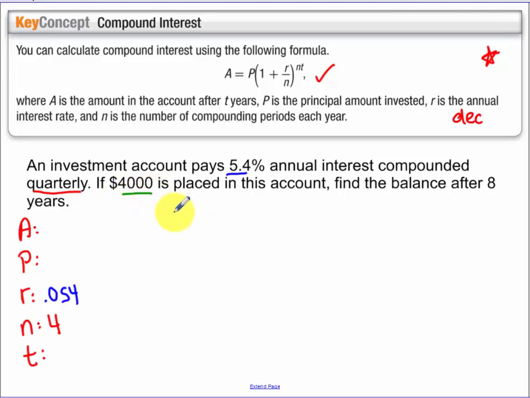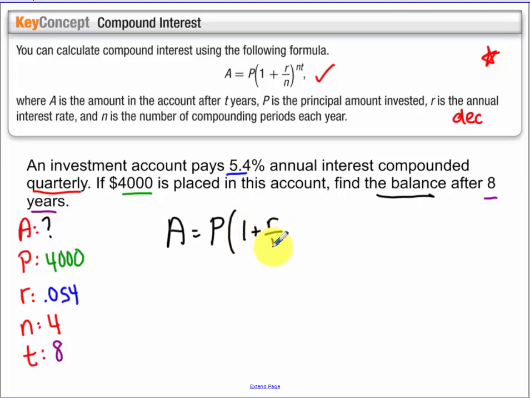4,000 is placed in the account. The principal, that's what I initially start with. And then after 8 years, okay, so I'm looking for A. What is the amount I'm going to have? Find the balance, the amount I'm going to have. So you might want to practice writing out the formula, it helps you memorize the formula, because I'm going to expect you guys to memorize that formula.